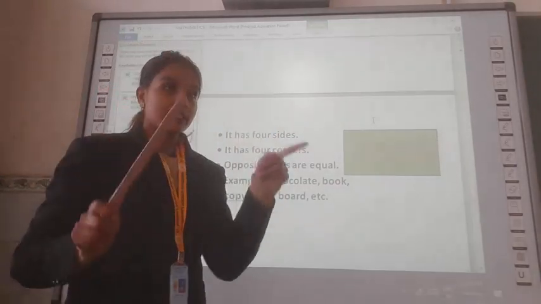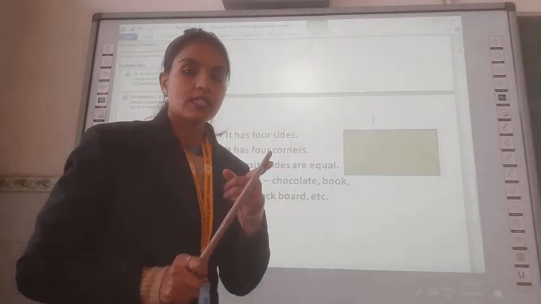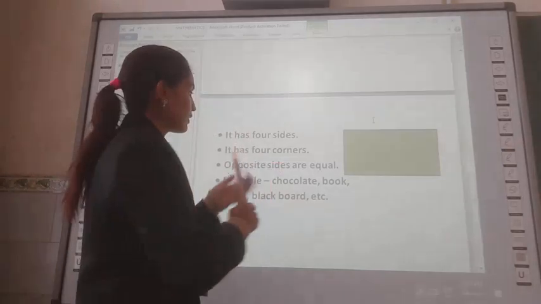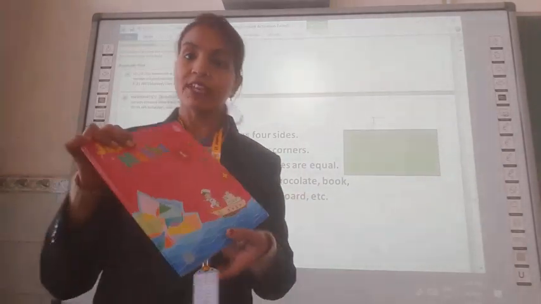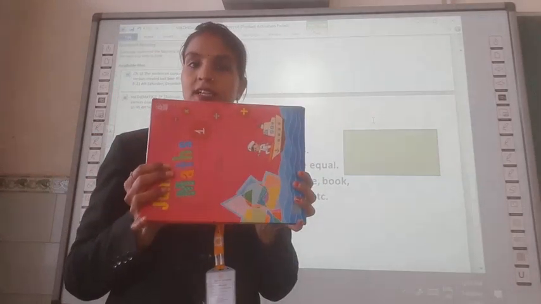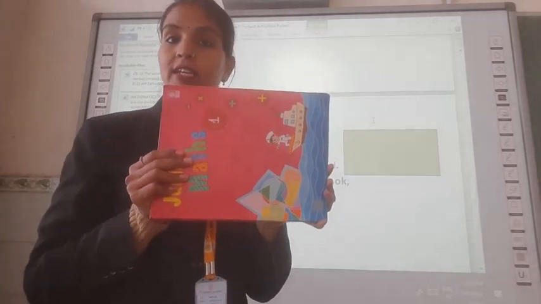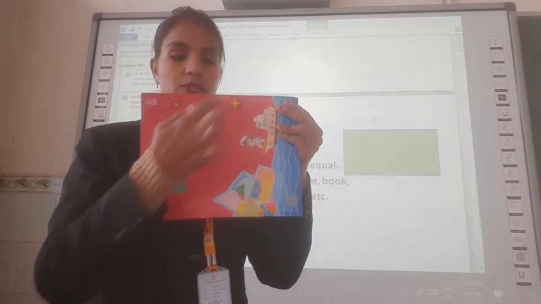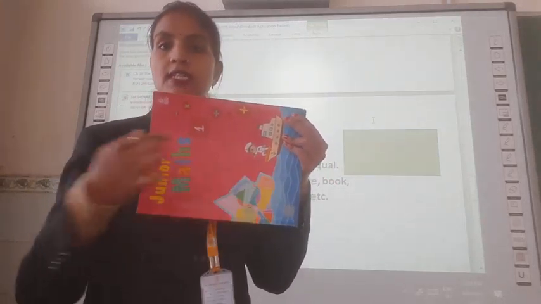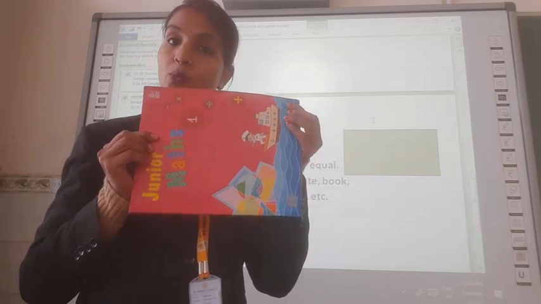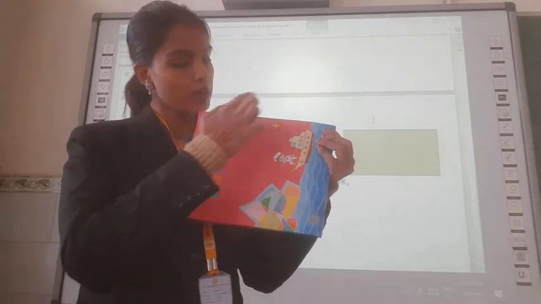Chocolate, the size, the shape of the chocolate, it is like a rectangle. Then a book, our maths book, a very good example. This is rectangle in shape. See, the opposite sides, they both are equal. These two sides are opposite to each other. They both are equal. Okay, it has 4 sides.